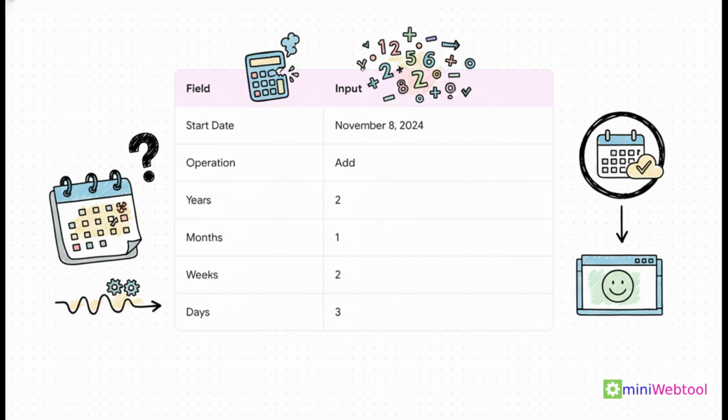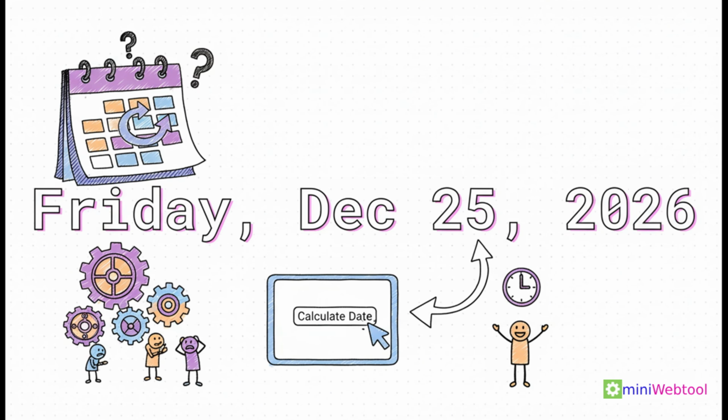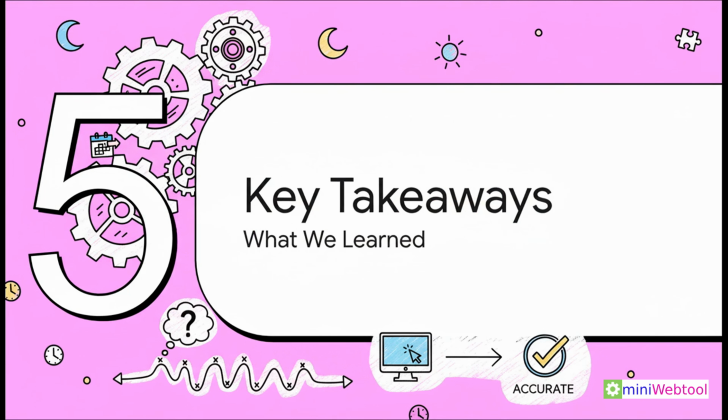You just pop in your start date, our November 8th, 2024, you pick add, and then you just fill in the boxes for what you want to add. 2 years, 1 month, 2 weeks, and 3 days. And just like that, all that mental gymnastics of counting, checking calendars, and worrying about leap years is just gone. You hit calculate, and boom, there it is, instantly. Friday, December 25th, 2026. It's the exact same answer we got doing it the long way, but it took maybe half a second, and there's zero chance of making a mistake. It just works.